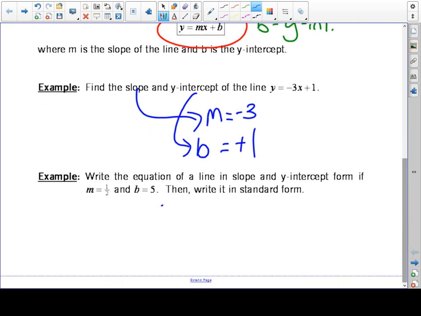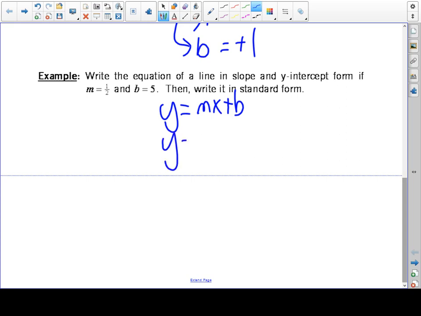All we're going to do is write y equals mx plus b. And then m is what? 1 over 2, or a half. And the y-intercept is what? There you go. There's your equation of the line. No big deal at all.